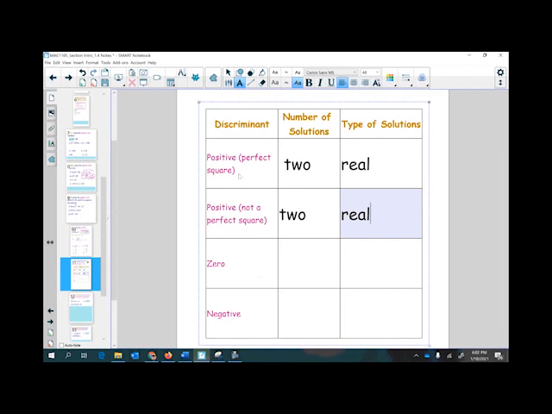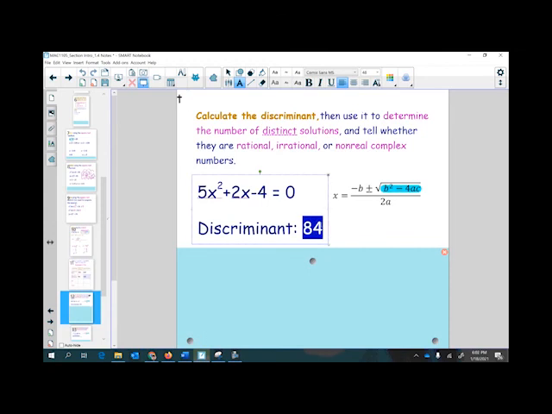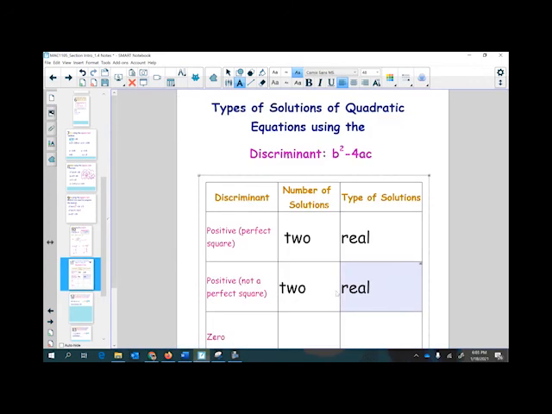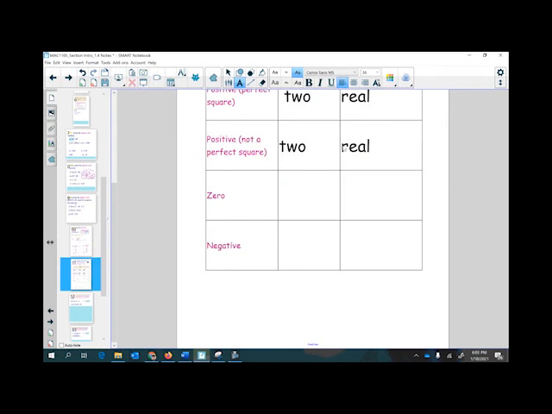Now, if it's a perfect square, so for instance, here we had 84, right? Well, that's not a perfect square. If I take the square root of 84, I'm not going to get a regular integer. The 2 perfect squares that this is sandwiched between are 81 and 100, which have square roots of 9 and 10. So in between that, it's not a perfect square. So because it's not a perfect square, we have 2 irrational real number solutions, real and irrational.